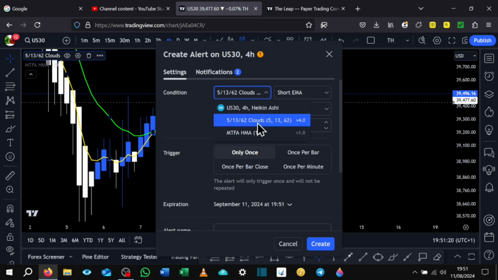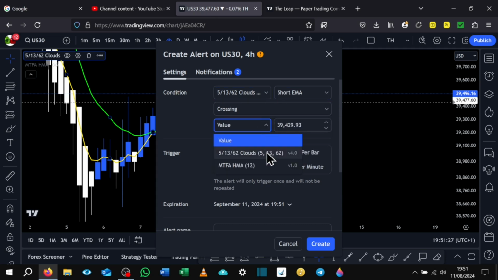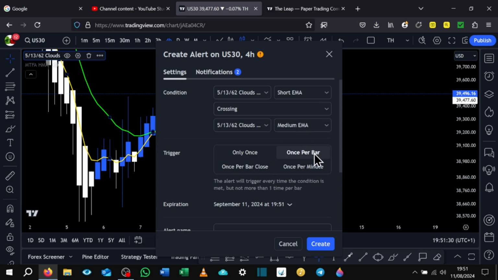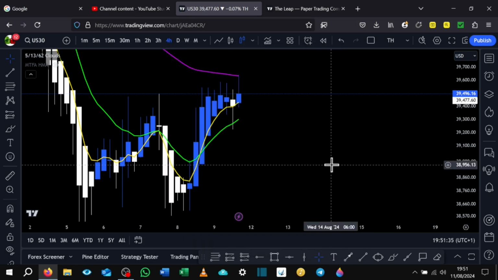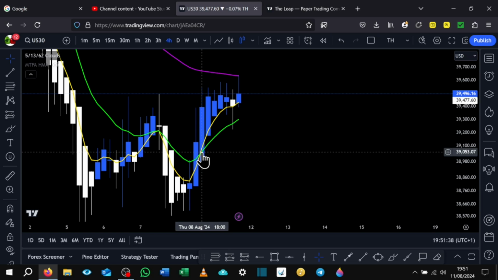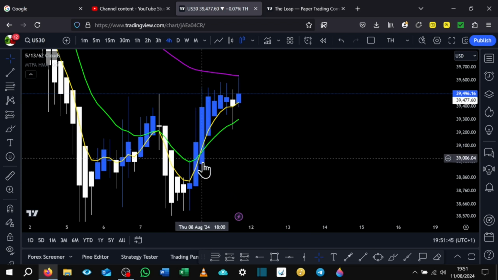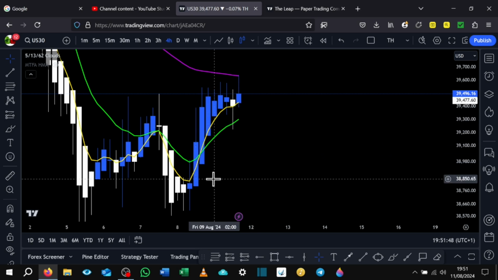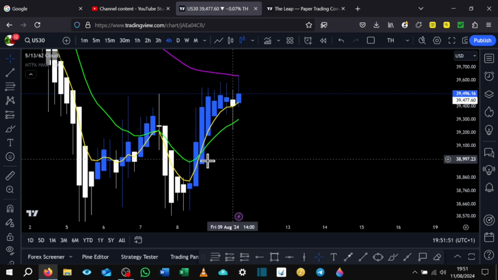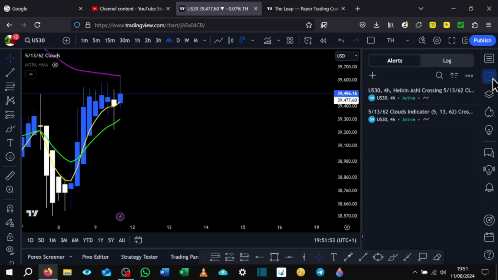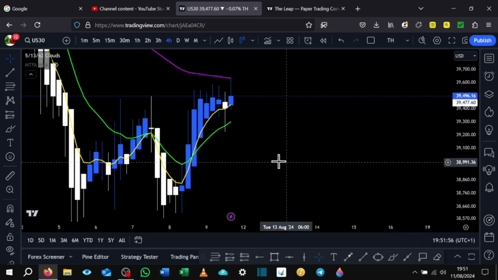So what I'm going to do is set the EMA cloud short EMA, and whenever this crosses the medium EMA, once per bar. Okay, this means that whenever the 5 EMA crosses the 13 EMA, I'm also going to get an alert. Okay, which is perfect. So I would get an alert here, and I would get an alert here if I was in this alert and this played out. So if we just come back to here, we've got those 2 alerts active, perfect.